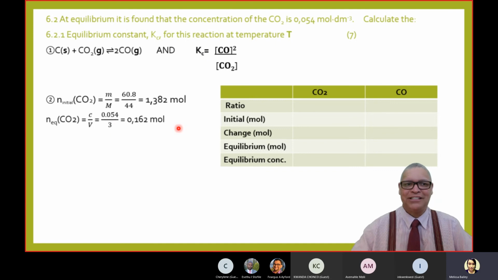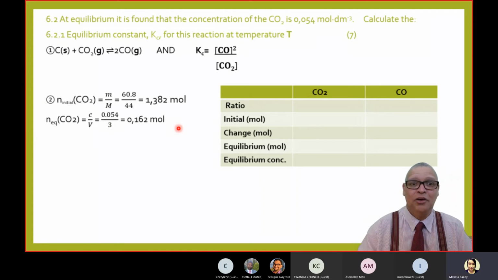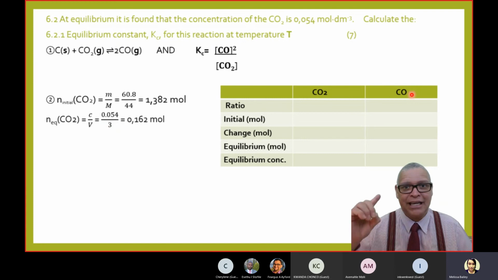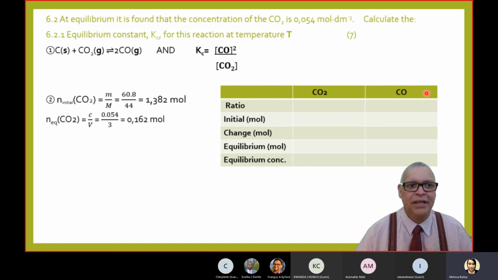Now, there's our RICE table, all nicely set up for us. Notice there are only 2 compounds from that equation that qualify for the RICE table: the carbon dioxide and the carbon monoxide. Why? Because both of them are either in the gaseous phase or aqueous. Only those qualify for the RICE table. Remember, the solids and liquids get the value of 1, so we just leave them out. Then the ratio according to the balanced chemical equation: carbon dioxide, there's 1 mole, and carbon monoxide, there's going to be 2 moles.